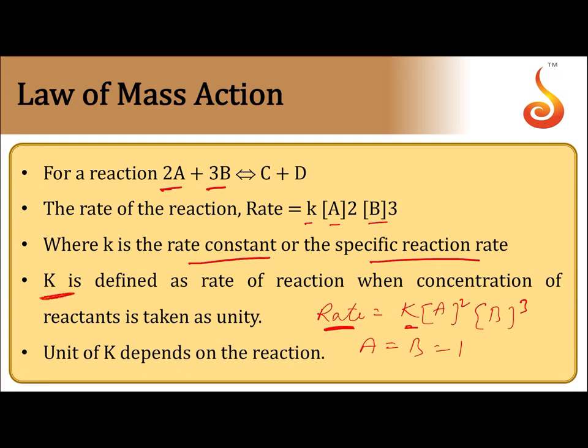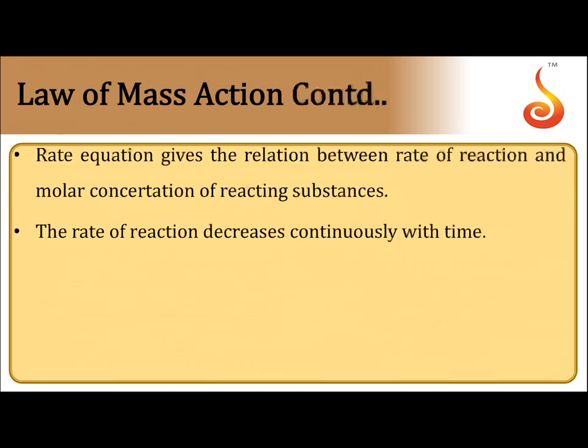So, rate constant K is defined as the rate of reaction when the concentrations of reactants are taken as unity. It means when you take the concentration of A equal to that of B equal to unity, then the rate becomes equal to the rate constant. Therefore, the rate constant can be defined as the rate of reaction when the concentration of reactants is taken as unity. And units of K depend on the nature of the reaction.